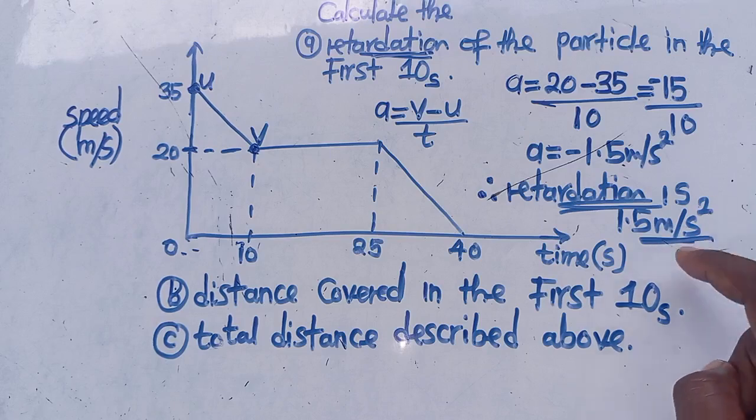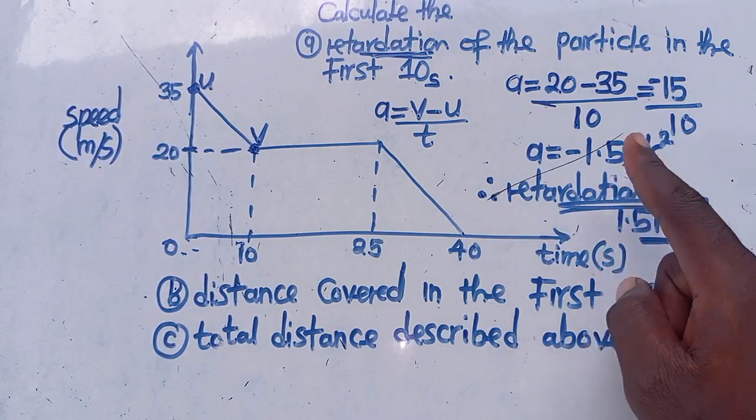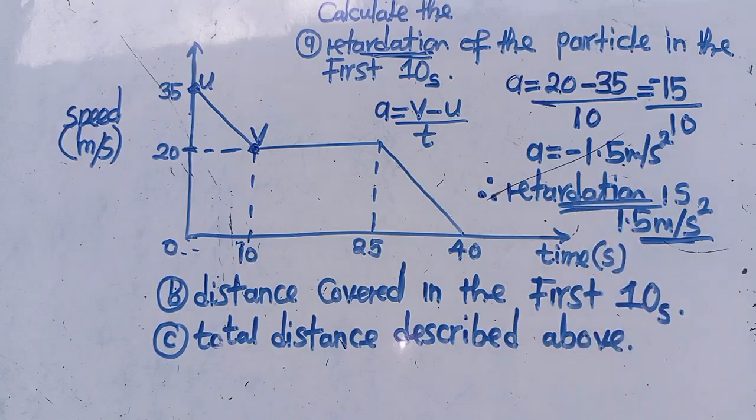So the answer is 1.5 meters per second squared. Those of you that were writing retardation is negative 1.5, it means that you've not yet understood the concept. But if you say acceleration is equal to that, I'll mark it. But if you say retardation and then you put a negative, then you've not yet gotten the concept. Let us now move on to the next question.